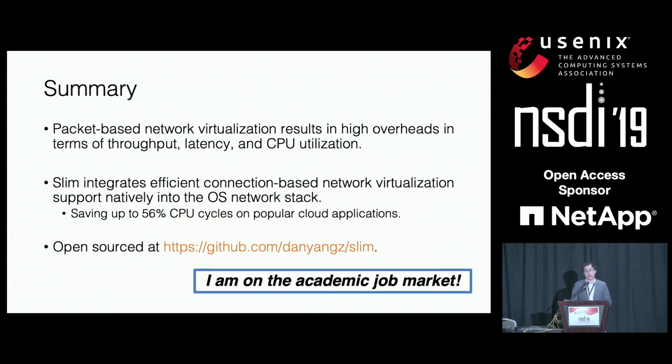So in summary, what I'm showing you is that packet-based network virtualization, which people currently are using, results in high overheads in terms of throughput, latency and CPU utilization. And I have demonstrated Slim. Slim essentially integrates efficient network virtualization into the operating system's network stack. Today, operating systems are already very efficient in virtualizing the storage and the compute, leaving the network as the single gap in efficient container virtualization, and Slim simply bridged this gap.